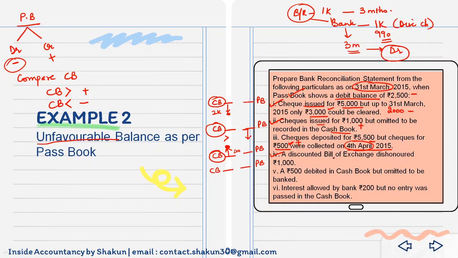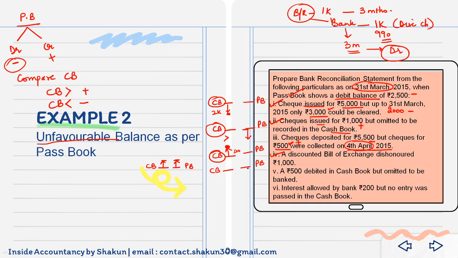So when we discount the bill of exchange, our cash book also increases and our passbook also increases. But after 3 months, the passbook was reduced. So I am going to make two here. First, when I discounted it, cash book also increased and passbook also increased. They both were again at the same level. So coming back here, they are at the same level.